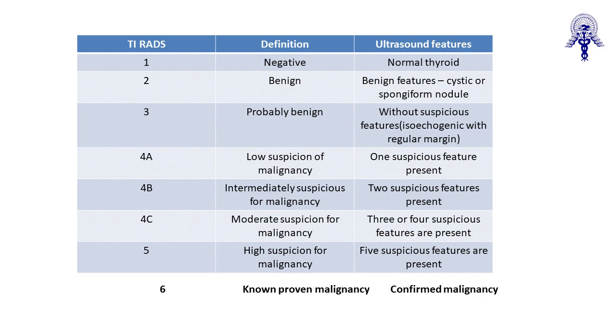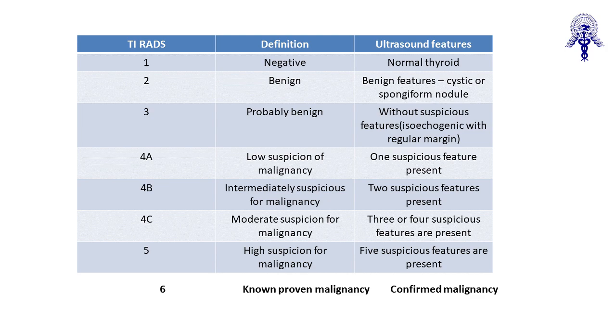So, 5 categories are described, 1, 2, 3 are all benign, but 4 is malignant, and they have made 4A, 4B, 4C. I am not going into the detail because it is not so easy to remember just by listening once. This will all be in the slides. So, please go through it in detail.